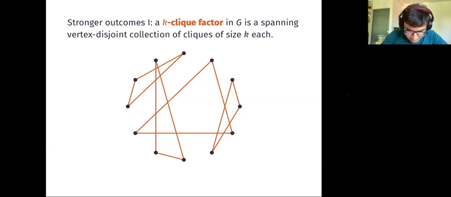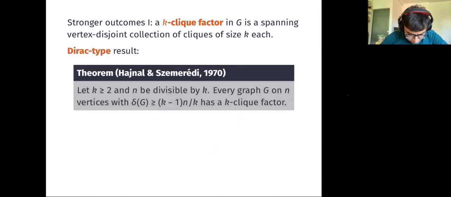And just as in Dirac's result, I can ask what is the minimum degree which will ensure the existence of this clique factor. I'm saying this is a result of Dirac type, because just as in Dirac's theorem, this is a condition on minimum degree which ensures the existence of this spanning structure. We will see different instances of this in different orders. But okay, this is the classical result of Hajnal and Szemerédi.